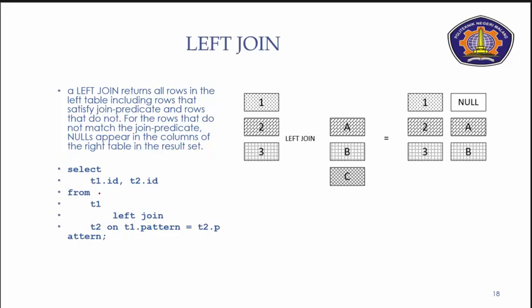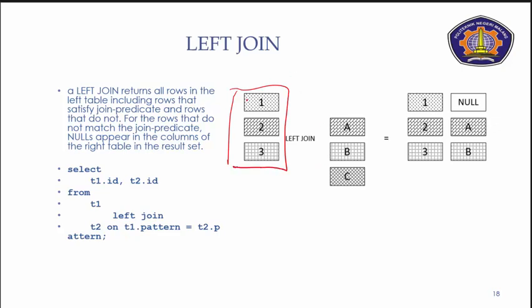So we use select and then the table name. For example, we have two tables here, table 1 or T1 and table 2 or T2. And we select one attribute like in our earlier example, the attribute is ID from T1. We try to left join it with T2 on a pattern condition, where the T1 pattern equals the T2 pattern.